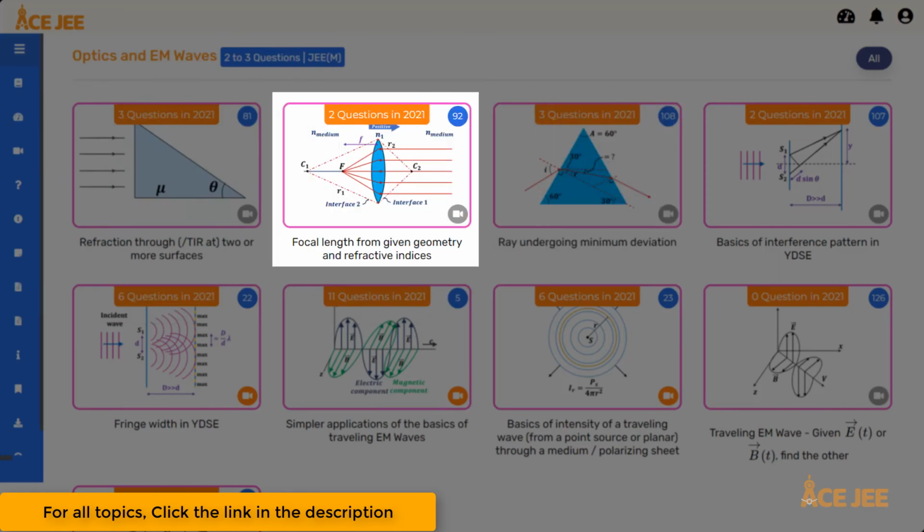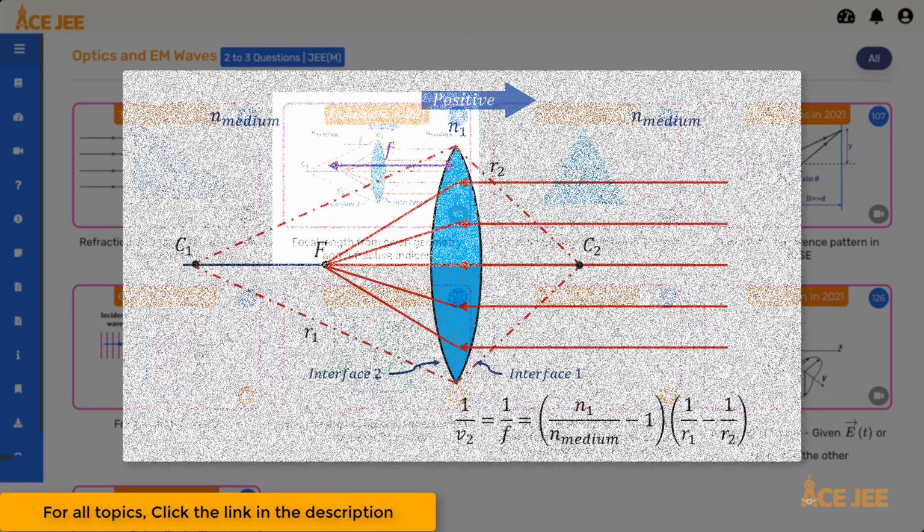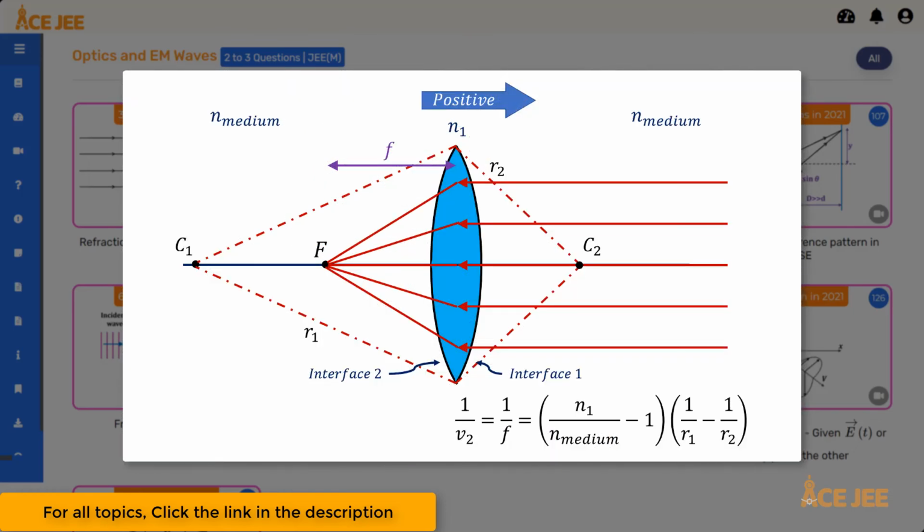Now in the next important question type, you might be asked to determine the focal length of a lens whose refractive index and radius of curvature for the two surfaces are given. Recall that 1 by f is equal to mu by mu medium minus 1 times 1 by r1 minus 1 by r2. Now make sure that you apply the sign convention correctly to r1 and r2.